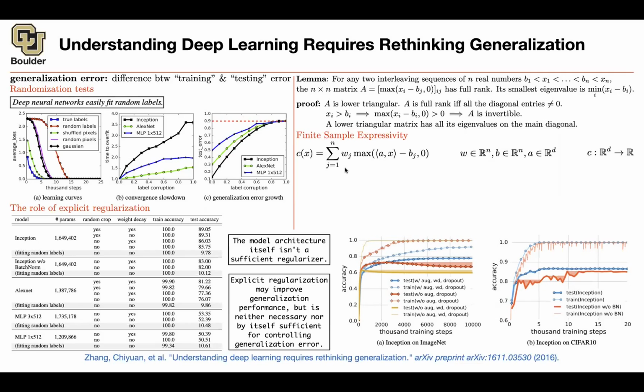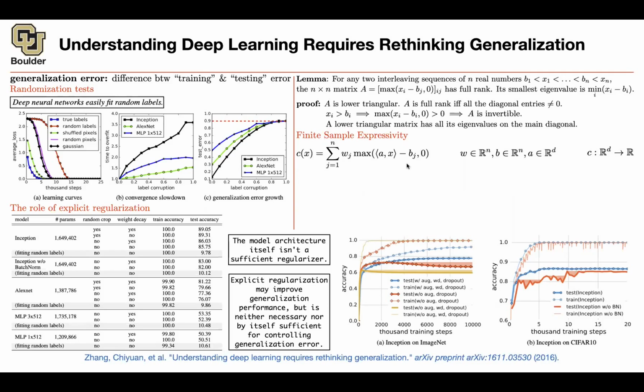How do you build your network? This is our network. You're going to have c of x. You're going to multiply x by a vector. That's the inner product. x could be in R^d, a is in R^d, and the inner product is a number. It's a scalar. We are going to subtract bj. We are going to have n of them, as many as the number of samples. This is where the max is coming in. And we are going to have some weights. That's the construction of our network.